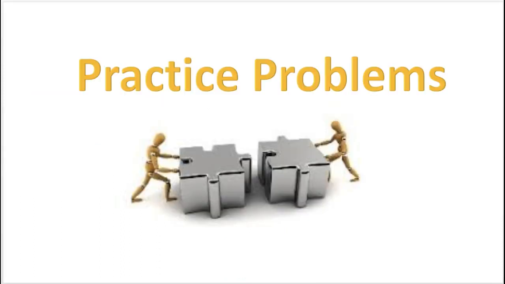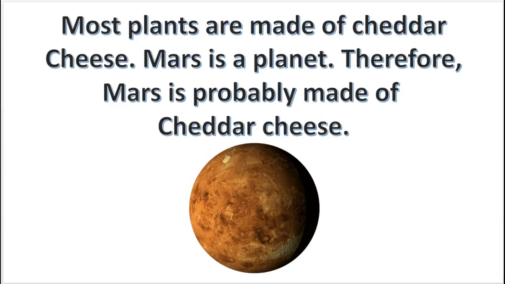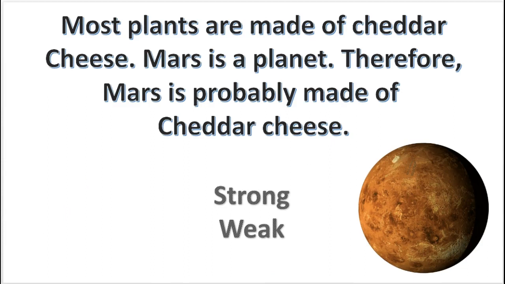All right, let's do a couple of practice problems with cogent or uncogent arguments. I think you've got this, no problem. Here's a practice problem. Listen to this argument. Most planets are made of cheddar cheese. Mars is a planet, therefore Mars is probably made of cheddar cheese. Question, is this argument strong or weak? Now's the time to press pause, because the answer is 3, 2, 1. It's a strong argument. That's correct. If you assume that the premises are true, based on that assumption, the conclusion follows probably from the premise.